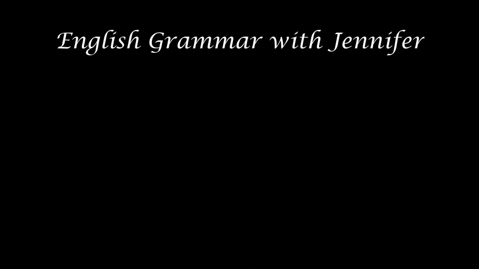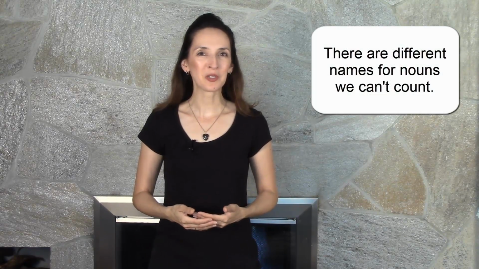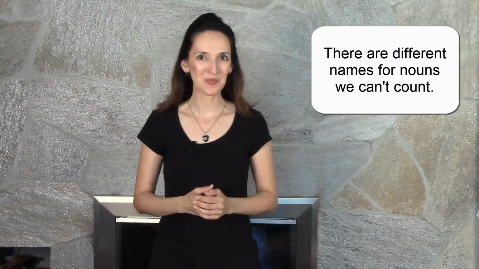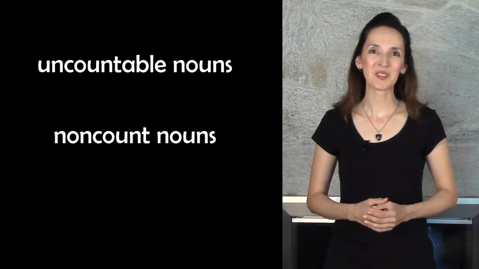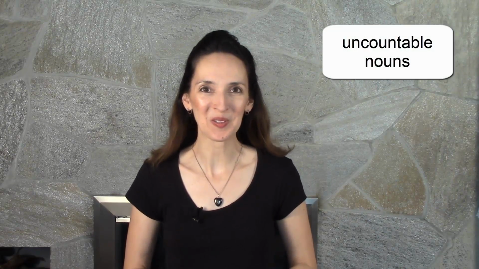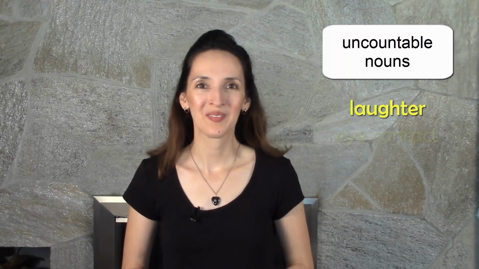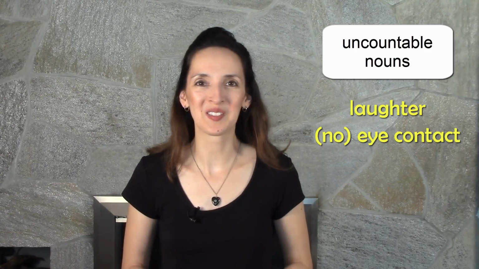English Grammar with Jennifer. 7 things you should know about uncountable nouns. There are different names, different grammar terms for nouns we can't count: uncountable nouns, non-count nouns, mass nouns. Some common signs of lying are uncountable nouns, like laughter, eye contact, or no eye contact. We can't count these things.